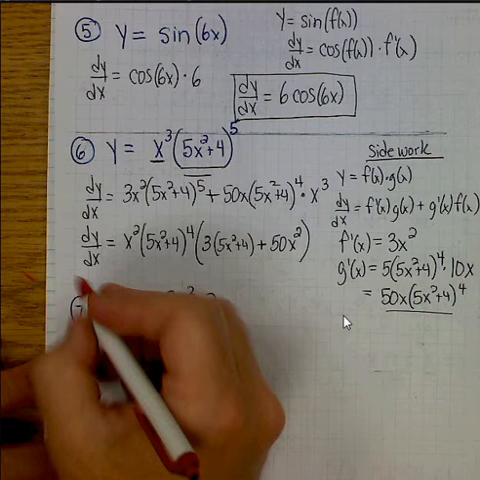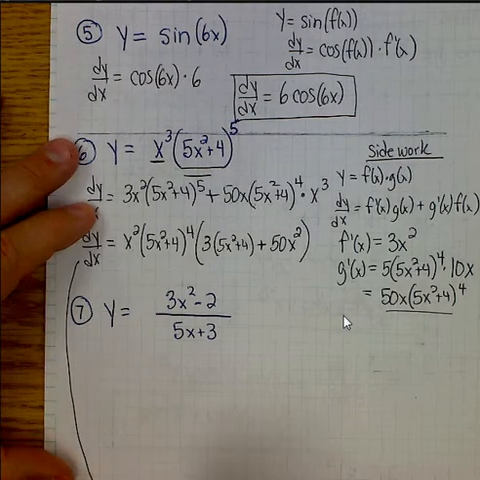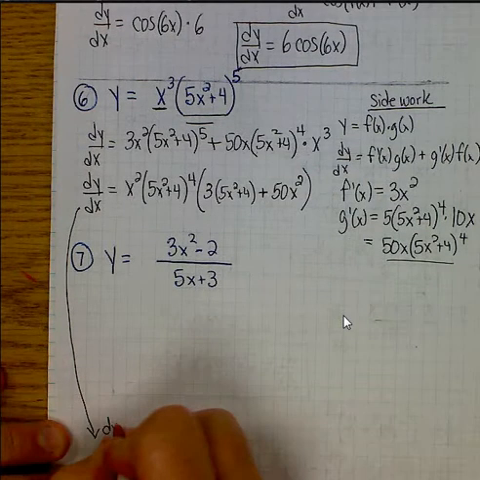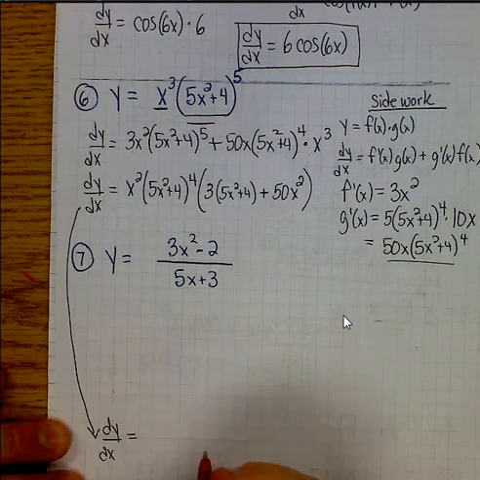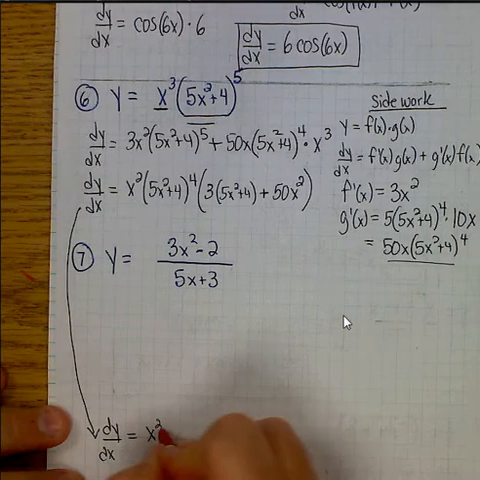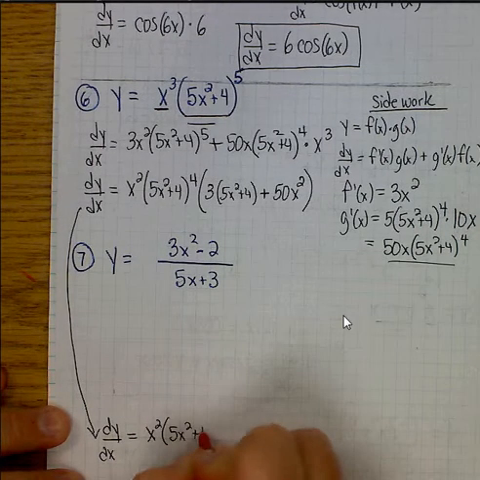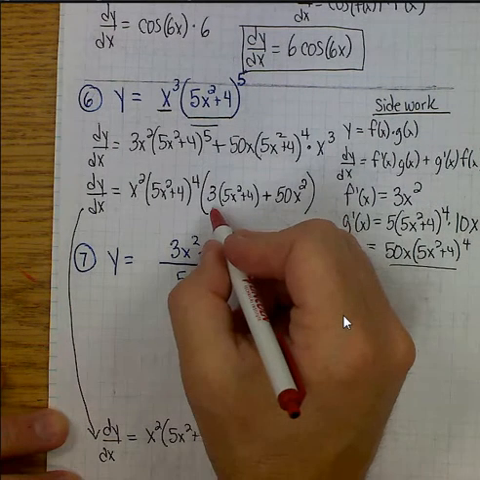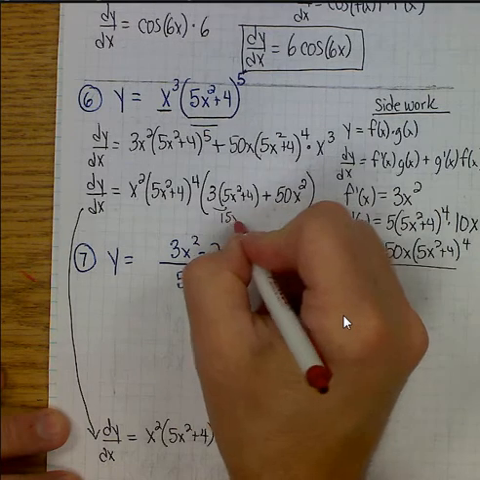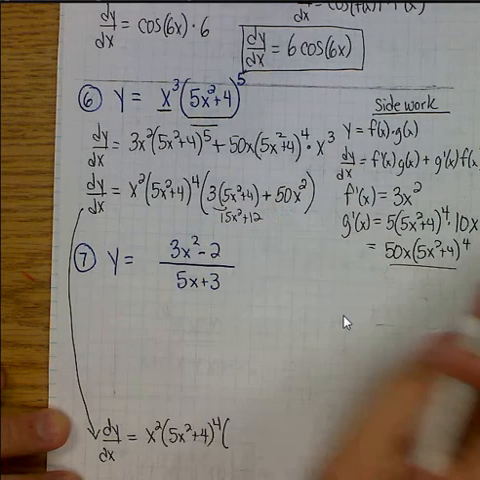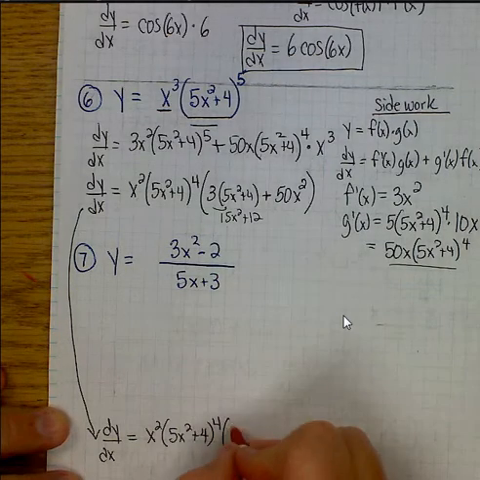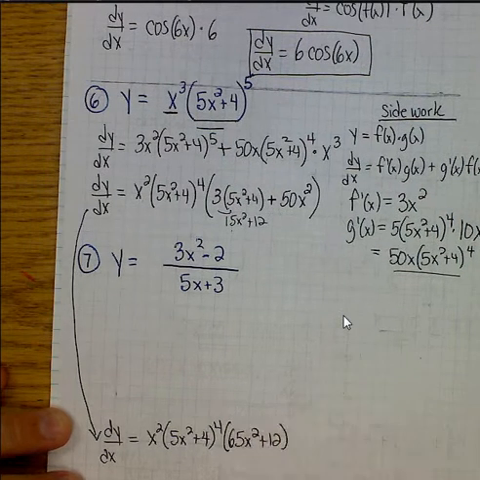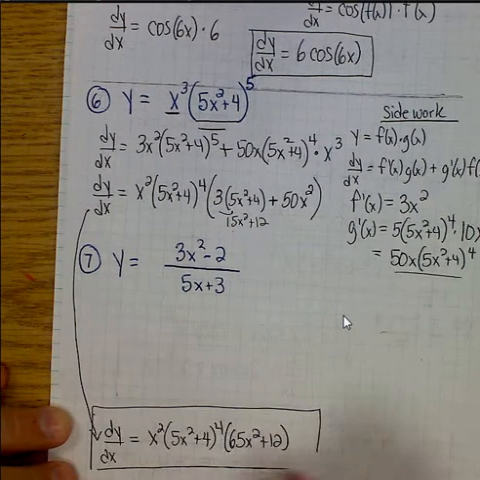So I have that. All right, so now I'm going to bring this down here, because this is getting pretty intense, just so everybody can see it. So I have dy dx is going to equal x squared times 5x squared plus 4 to the 4th, and then times, now coming back up here, this is going to be 15x squared plus 12. And then I have 15x squared and 50x squared, that's 65x squared plus 12. And that is about how far we can go.